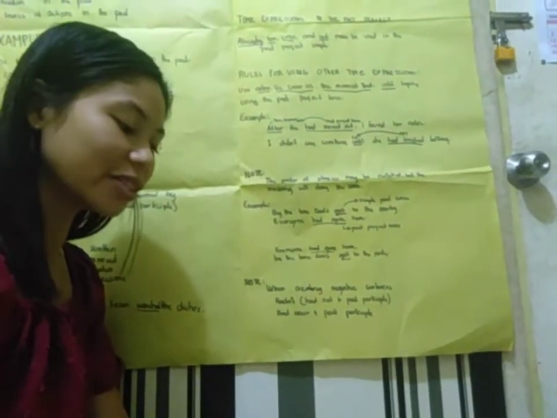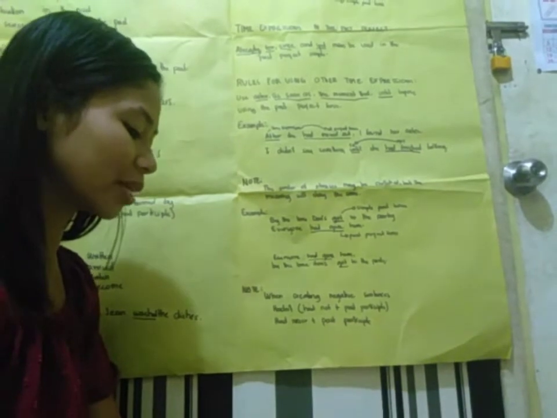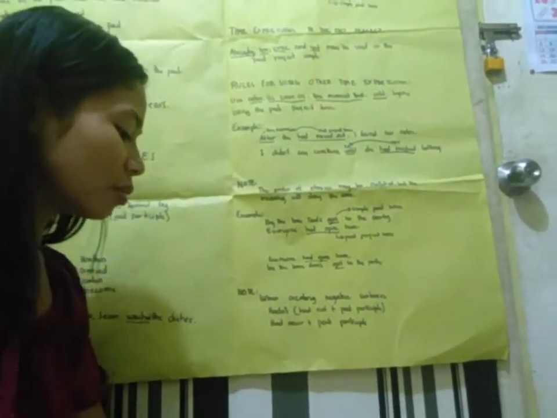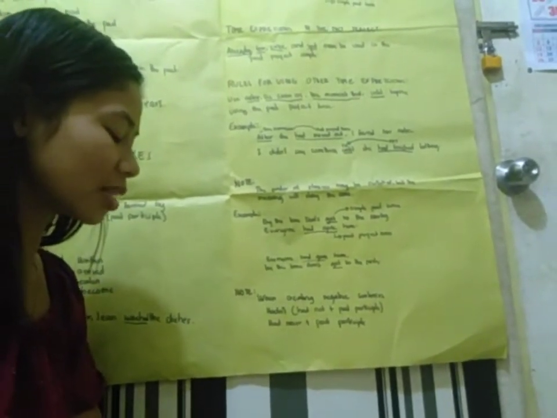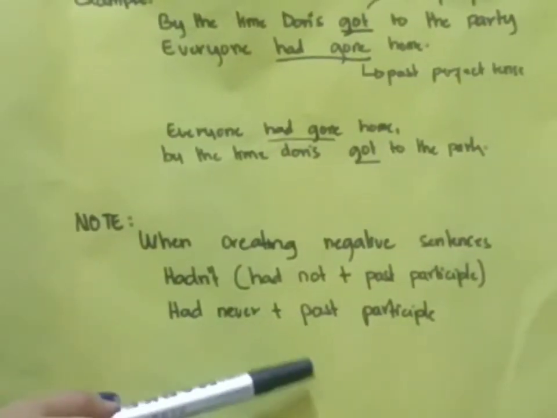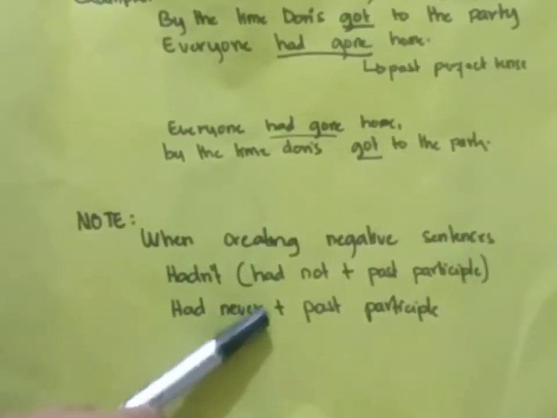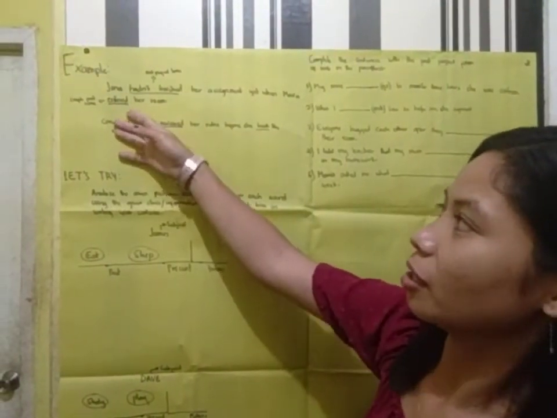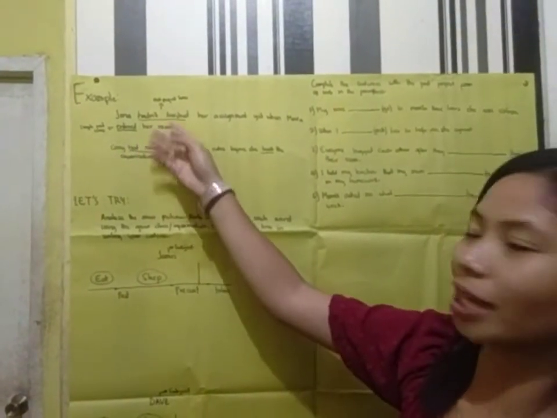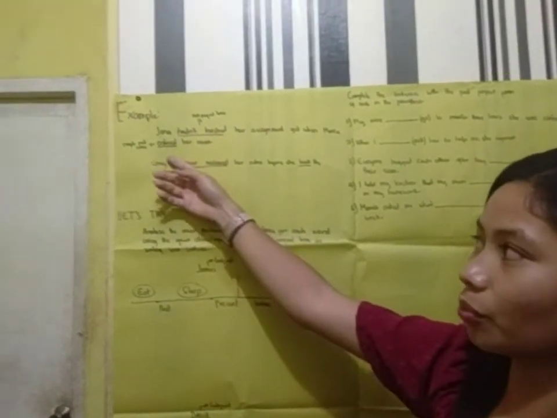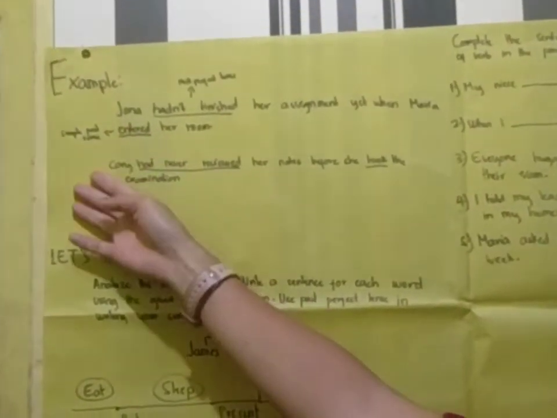Okay, now, another thing that we should remember is how to create a negative sentence in the past perfect tense. So just use hadn't, the contraction of had not, plus the past participle, or we can use had never plus the past participle. Just like in this example: Jonah hadn't finished her assignment yet when Maria entered her room. We use hadn't finished as past perfect tense, and here we use entered as a simple past tense.